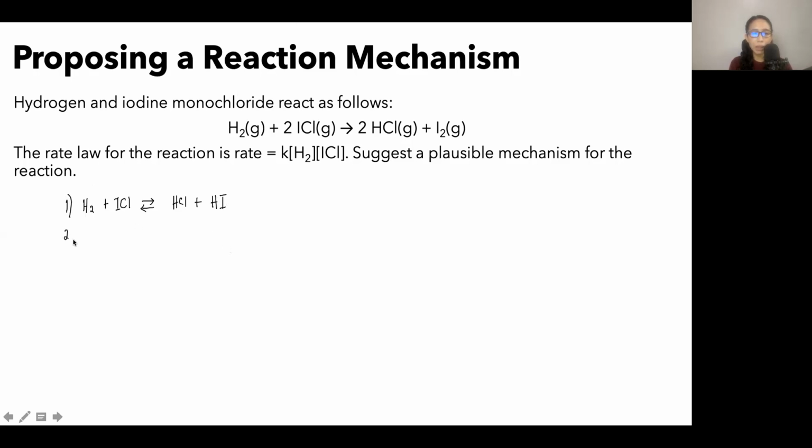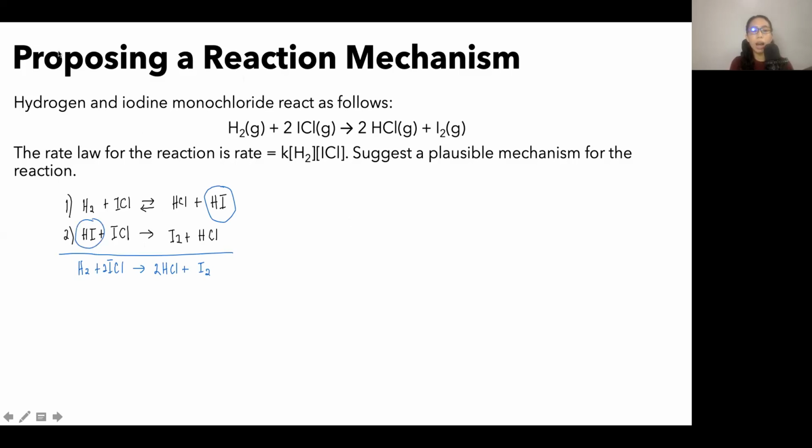And then my second step will be HI colliding with ICl, forming I2 and another molecule of HCl. So let's add the two steps and we get the overall reaction. That's 2HCl plus I2. So our intermediate in this proposed mechanism is HI.